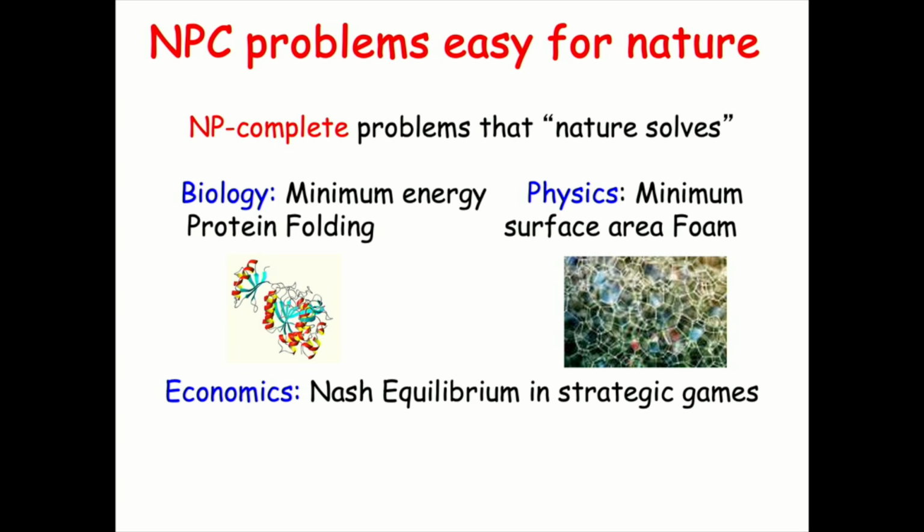One is, nature solves them. So you think of problems whose formulation is NP-complete, like protein folding, minimal energy, or the minimal surface area of the way forms are folding, or in economics, the way strategies of agents in strategic games are forming, maybe by the market somehow. It seems like these things happen. So somehow NP-complete problems are being solved by nature, and nature apparently has an efficient algorithm as well.